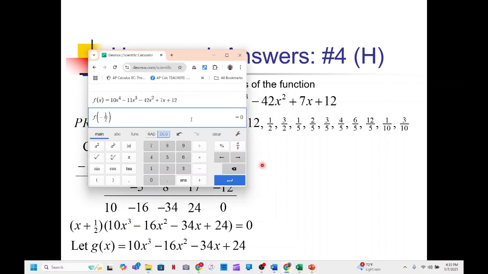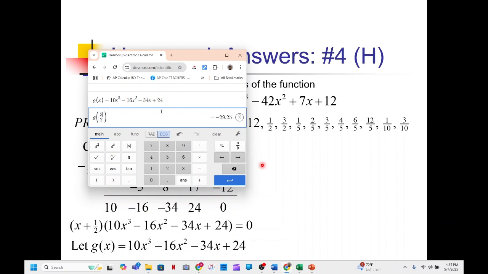So I'm back on Desmos now, and I'm just going to completely clear all of this out. And I'm going to write the g function now. G of x equals 10x cubed minus 16x squared minus 34x plus 24. And let me go ahead and plug some things in there. So we've got g of, we have to try negative 1/2 because that worked once. It might work again. It looks like it's not going to work again though. 35.74. No thanks. So let's do 3/2 next.